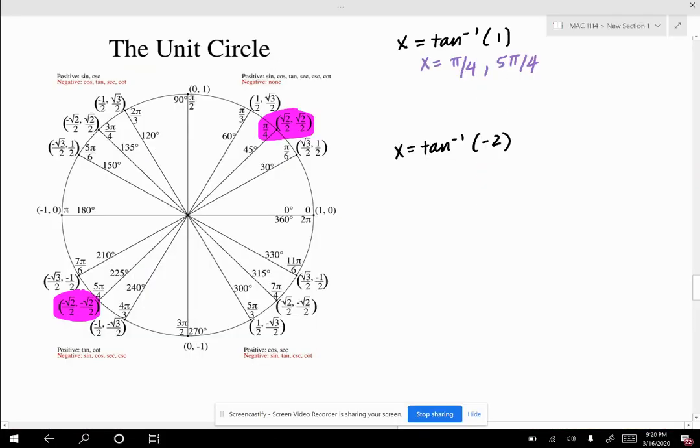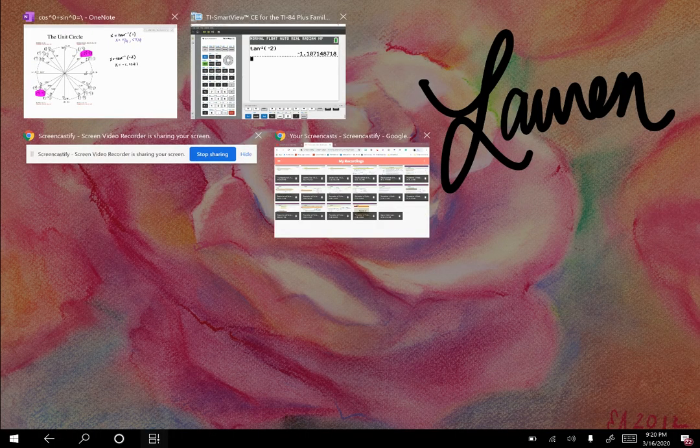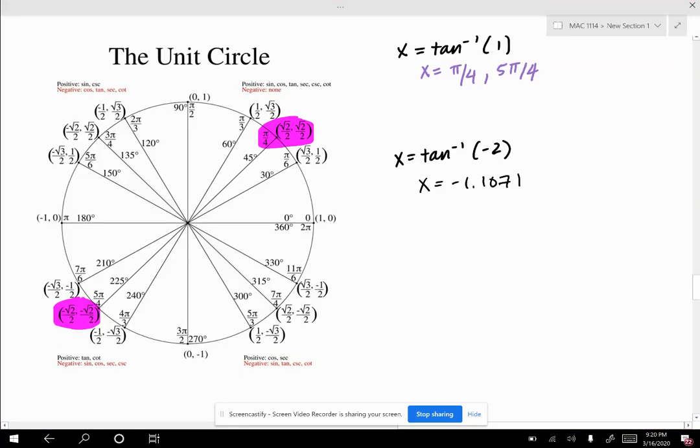All right, so the calculator gave me x equals -1.1071. I believe that's what we got. Yep. All right, so when we are looking at our answer, we can't leave it like that. Even though the calculator gave us that answer, we can't actually use that in our solutions. And let me show you why.